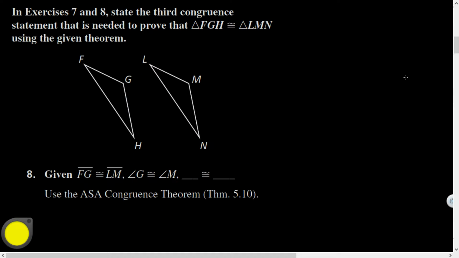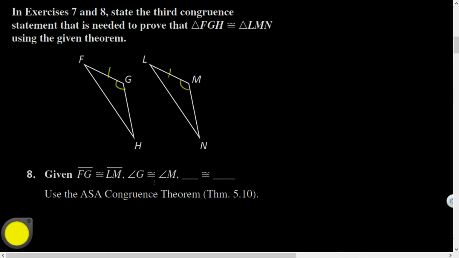All right, questions 7 and 8. I like these ones. They said, what additional information would I need in order to use the angle side angle congruence theorem? So let's label the information they've given us. So I've got FG is congruent to LM. I've got angle G is congruent to angle M. And I'm shooting for angle side angle, so I believe I'll have limited possibilities.